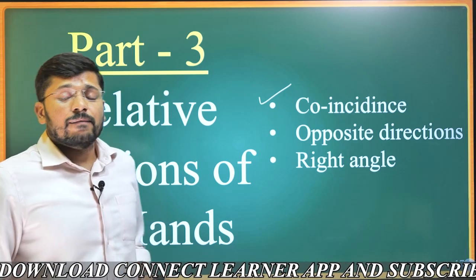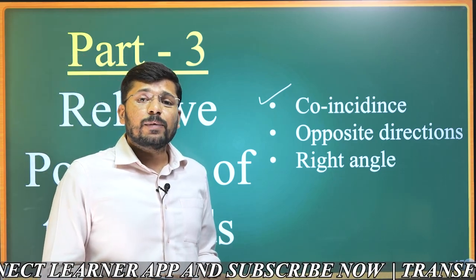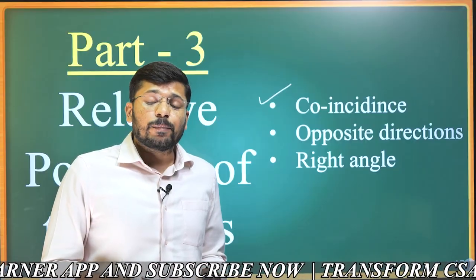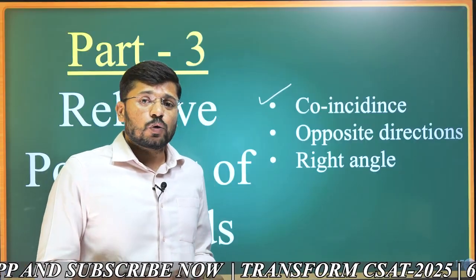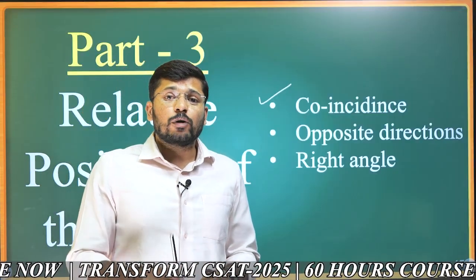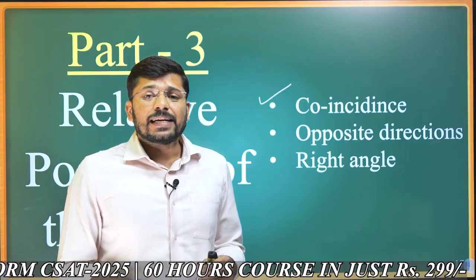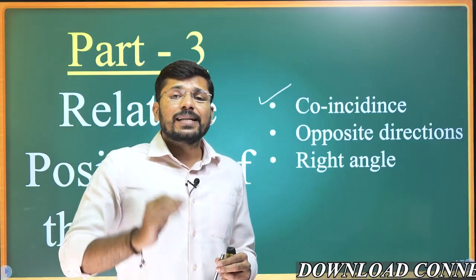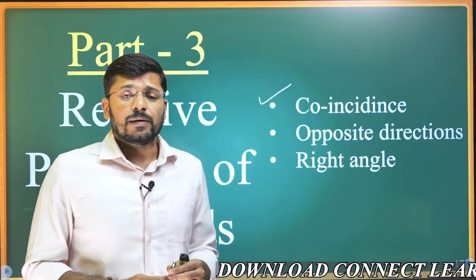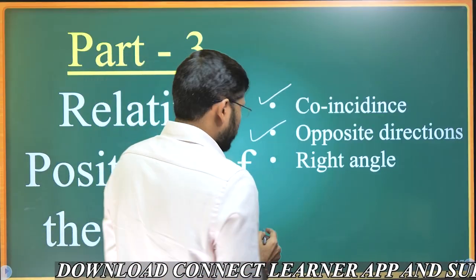The other is when the hour hand and the minute hand are pointing in exactly opposite directions, or the angle between them is 180 degrees. For example, at 6 o'clock, the hour hand will be pointing exactly downward at 6 and the minute hand will be pointing exactly upward at 12. They are completely opposite, and the angle between them is 180 degrees. That we call opposite directions.